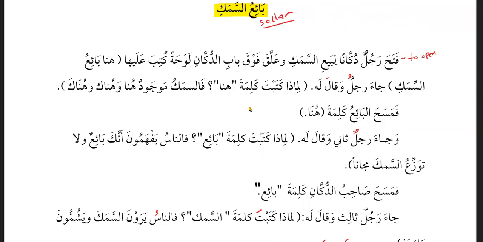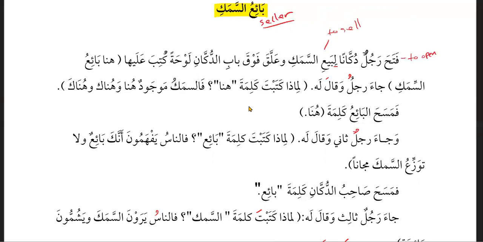Okay, Elias, لبيع السمك. No, the lam here, we've done this lam. To. Yes, لبيع السمك, to sell. بيع means to sell. To sell fish. So a man opened a shop. He opened the shop to sell fish. وعلق, so وعلق فوق باب الدكان لوحة.